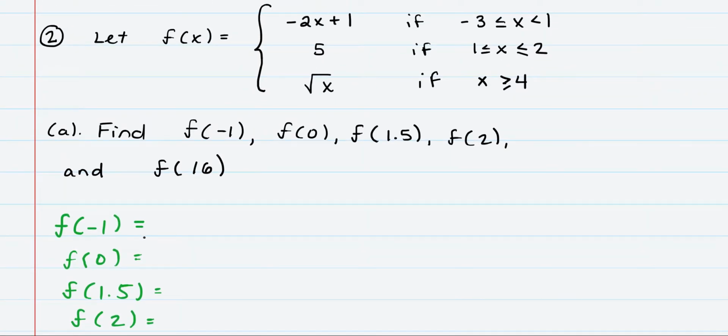Okay, f of negative 1, well, remember that this value, negative 1, is your x. So you're going to look over here and figure out where x is able to be negative 1, which happens to be this first interval when we're between negative 3 and 1, because negative 1 is in between negative 3 and 1. So what we're going to do is plug negative 1 into this equation here. So negative 2 times negative 1 plus 1 is 2 plus 1, which is 3.